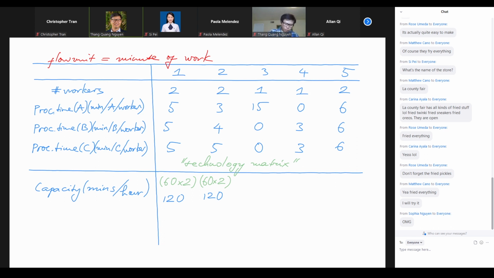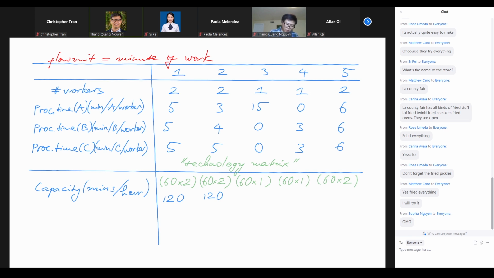Okay, so for resource number 3, it takes 15 minutes. I'm sorry, because there is only one worker, right? Then that worker can offer 60 minutes per hour. And then the same for 4, 60 times 1. And for 5, 60 times 2.